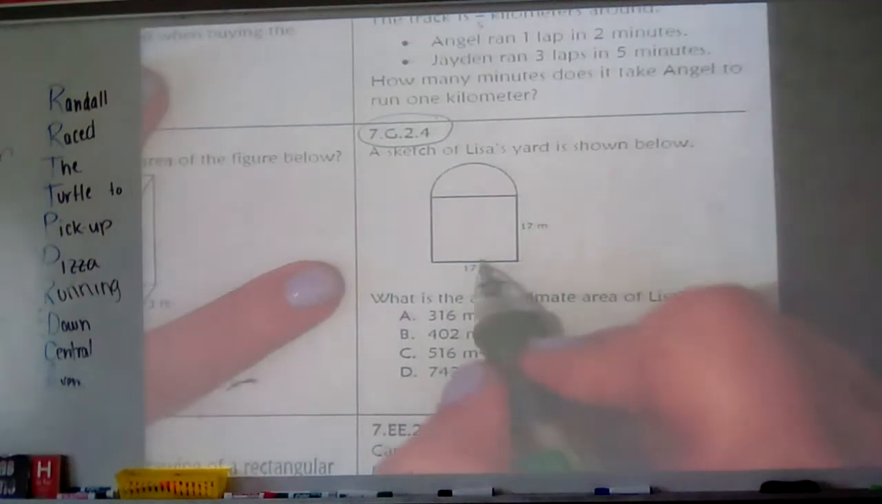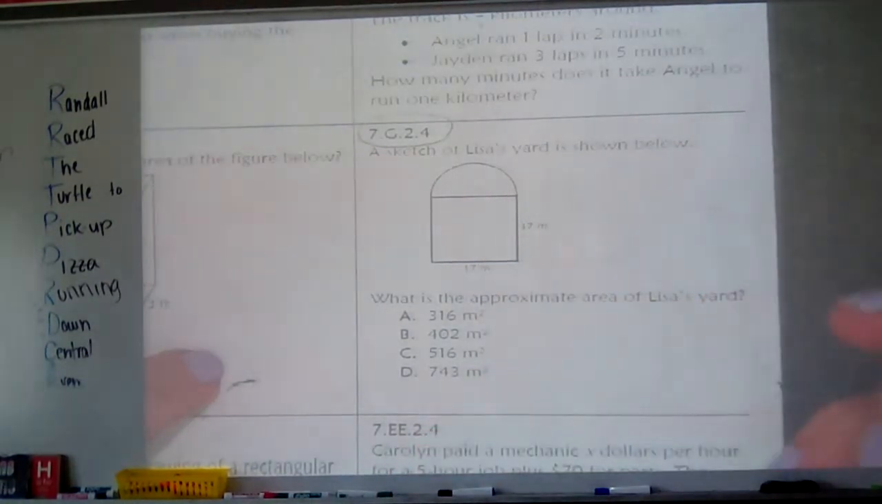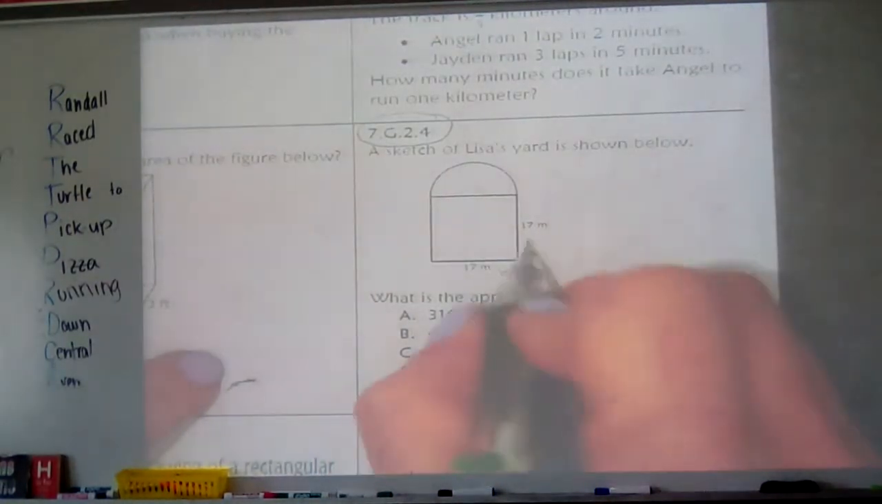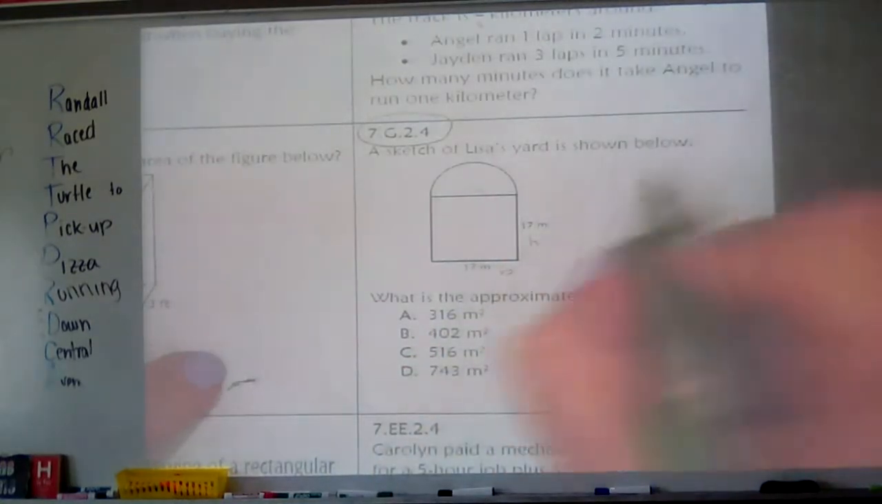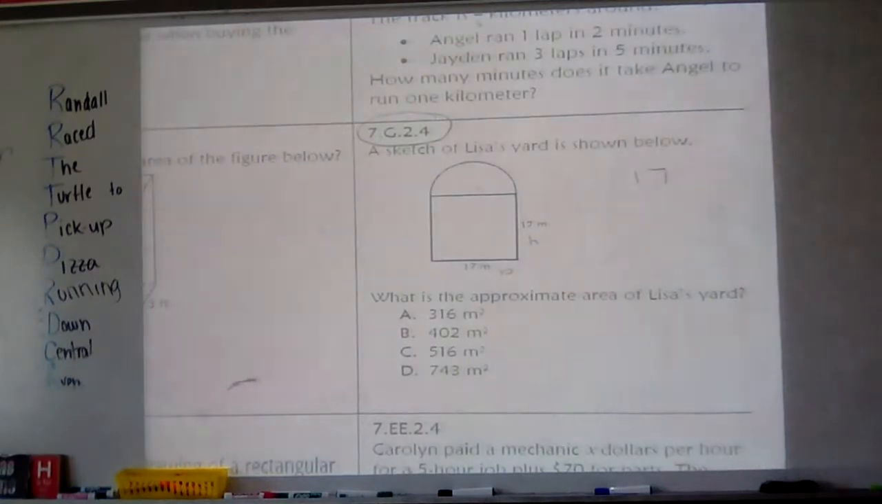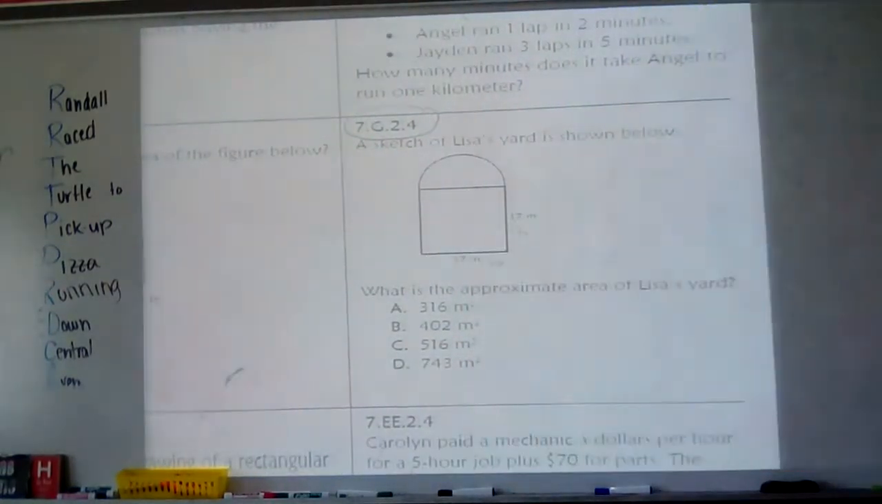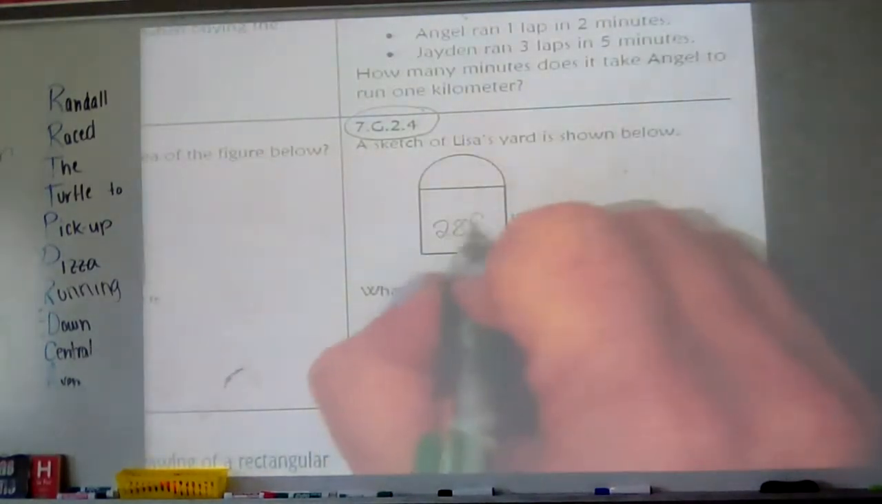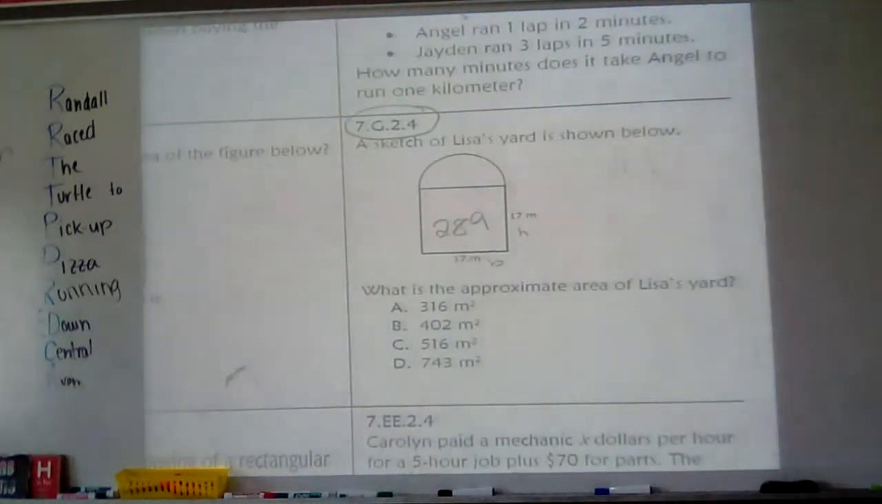And we know that to find the area of a square, we multiply the base times the height. So 17 times 17. And we can use a calculator for geometry problems, so I'm going to use that for the sake of time. So my total area of my square is 289.